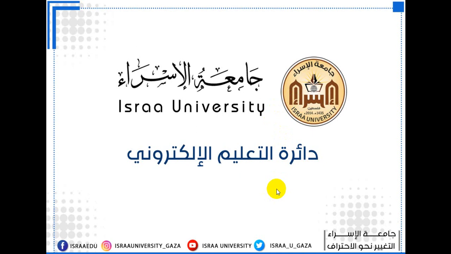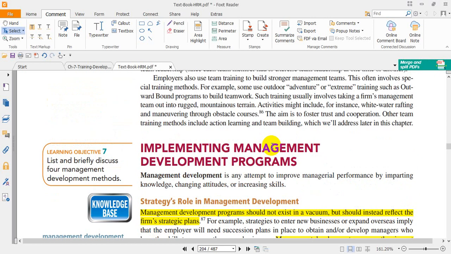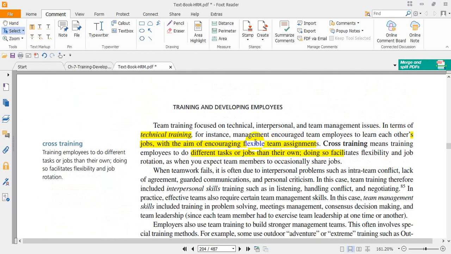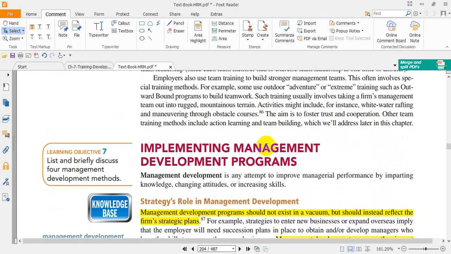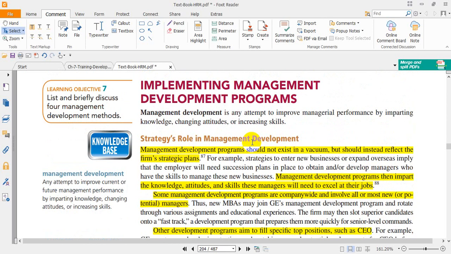In this presentation, I will proceed in chapter 7 entitled Training and Developing Employees. In the last meeting, we explained about the several methods and techniques of a training process. In this presentation, I will proceed in implementing the development process and management development programs. Not training programs, the management development programs.